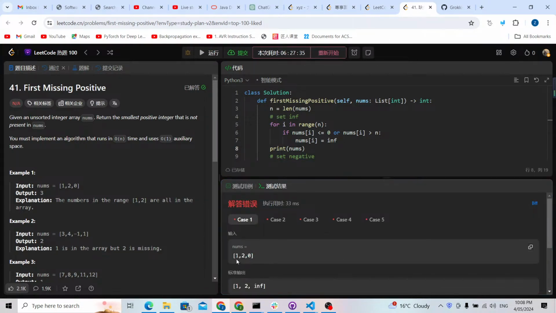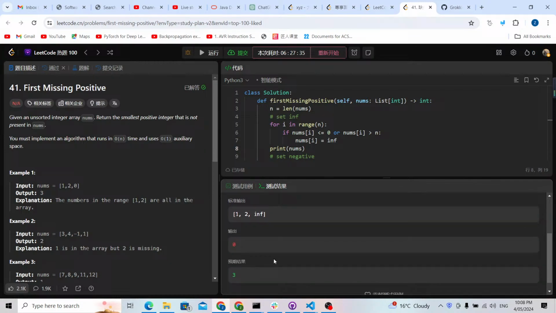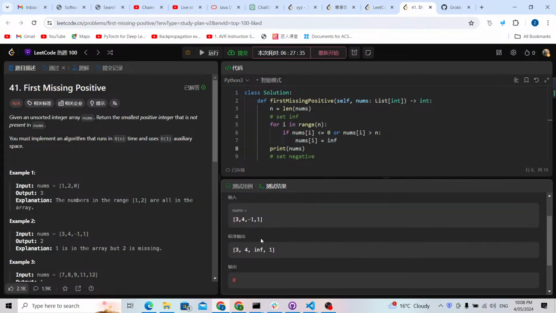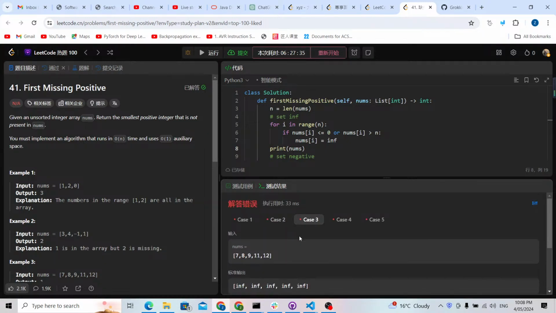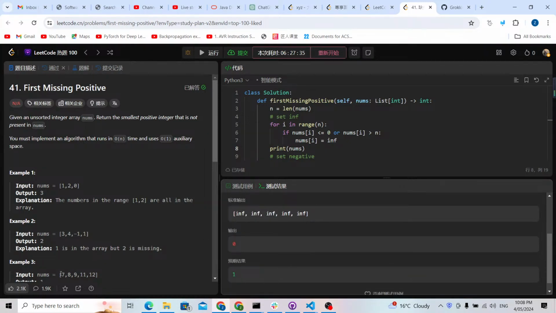We're going to check if we set it to infinity or not. Let's check this one with 0. So we set the 0 to infinity. And for the second example, we set -1 to infinity. That is still okay. And let's check the third example. We set all to infinity because they are not inside the range. Yeah, as you can see.